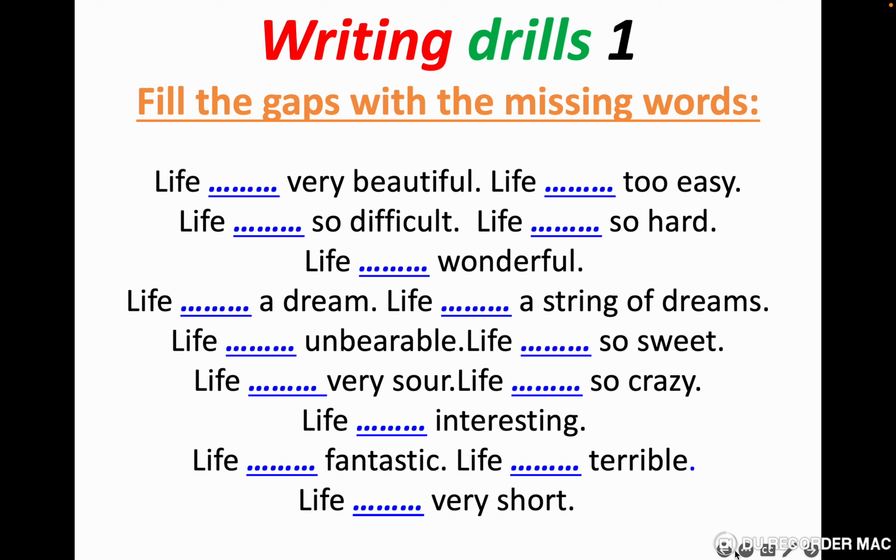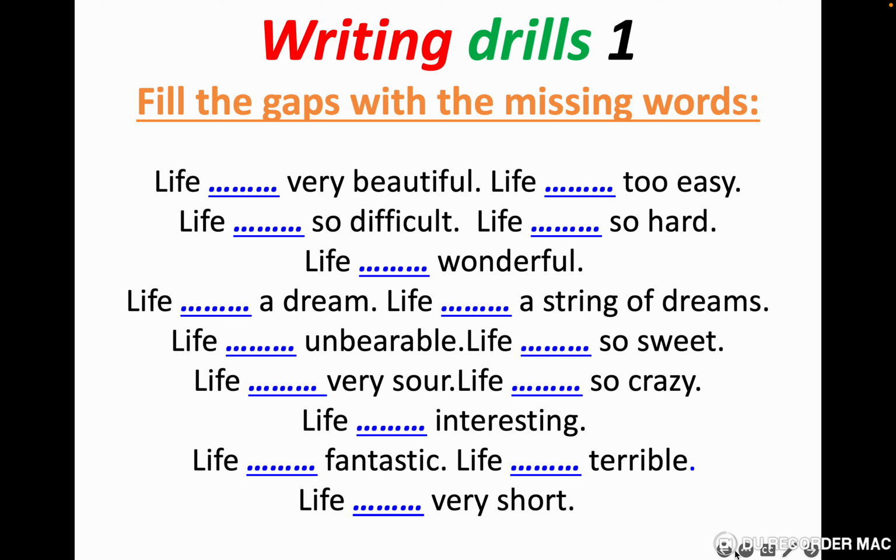Life, blank, very beautiful. So what's the missing word? It's very easy. Life is very beautiful. Life is too easy. Life is so difficult. Life is so hard. Life is wonderful. Life is a dream. Life is a string of dreams. Life is unbearable. Life is so sweet. Life is very sour. Life is so crazy. Life is interesting. Life is fantastic. Life is terrible. Life is very short. So you need to write the missing word.